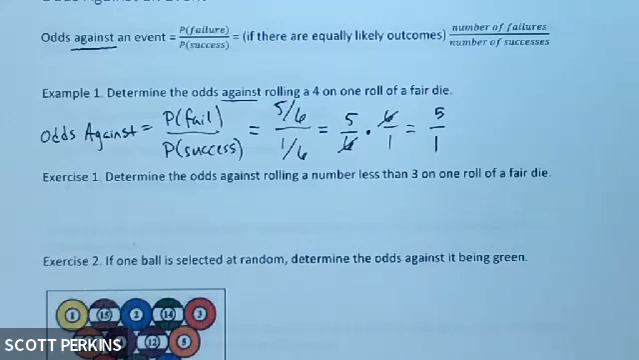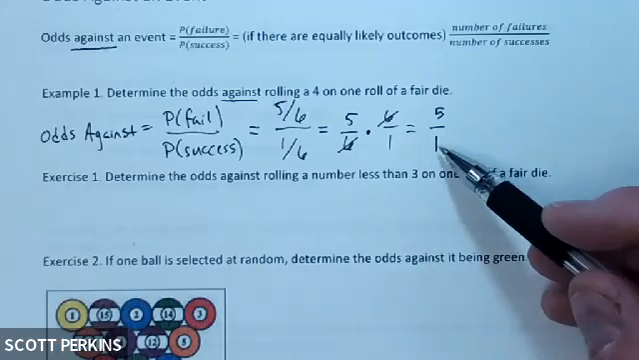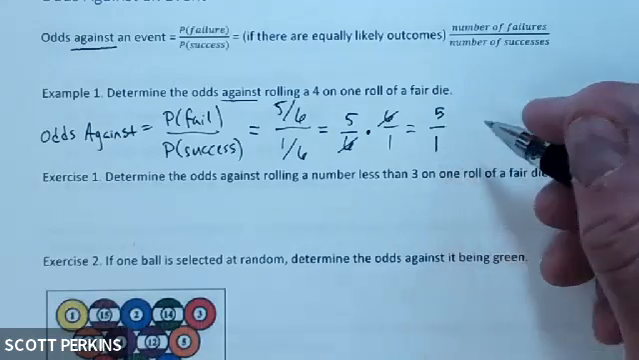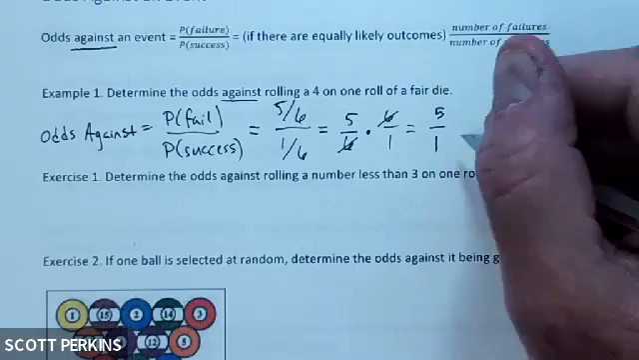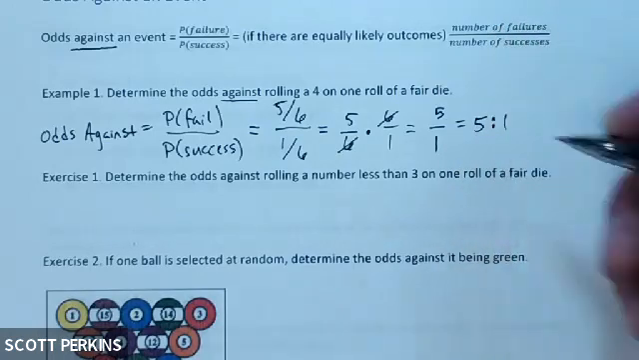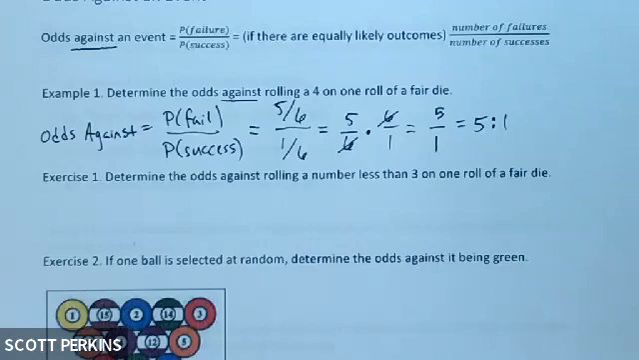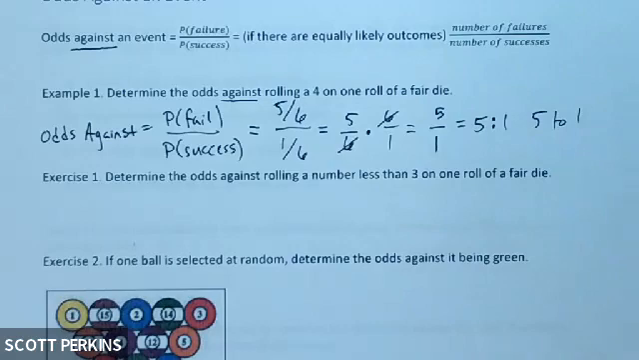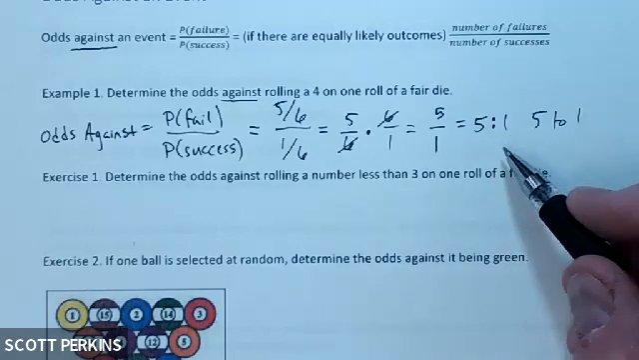Now, normally odds are written, because we're not used to writing a 1 in the denominator of a fraction, so we don't tend to do that. More commonly, odds are written like this: 5 with a colon and 1. Or you can say the odds are 5 to 1. I will use the colon.